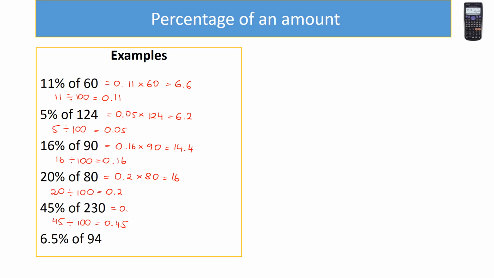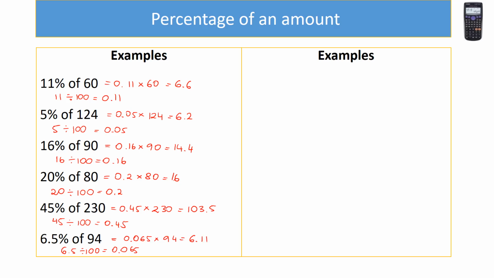Then for 45%, divide by 100, 0.45, 0.45 times 230, and that is 103.5. And to get 6.5%, so 6.5 divided by 100, that is 0.065, 0.065 times 94 is 6.11. Some more examples.